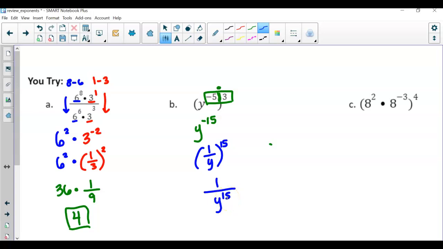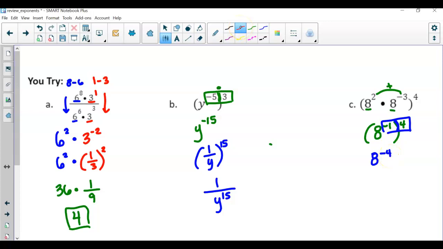And last here, think of order of operations. We have bases that are the same. So again, because we're multiplying, we're going to add the exponents. So here you should have 8 to the negative 1. 2 plus negative 3 is negative 1, but still raised to the 4th power. So now there we have a power to a power, multiply. So this is 8 to the negative 4th.